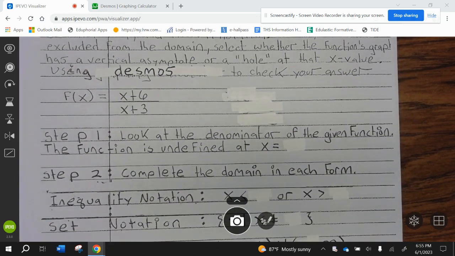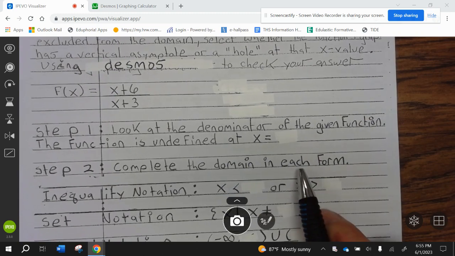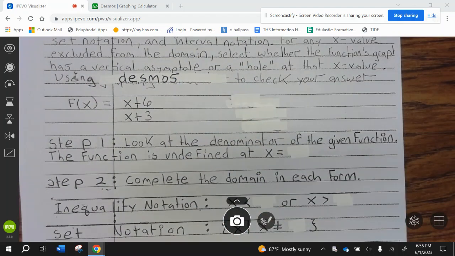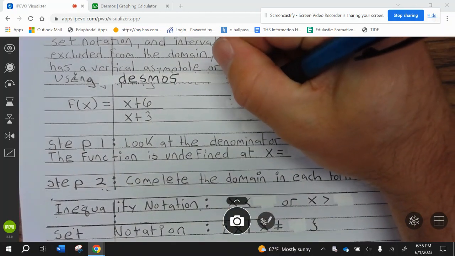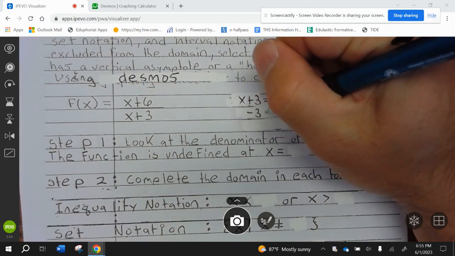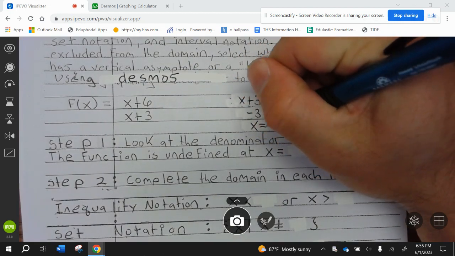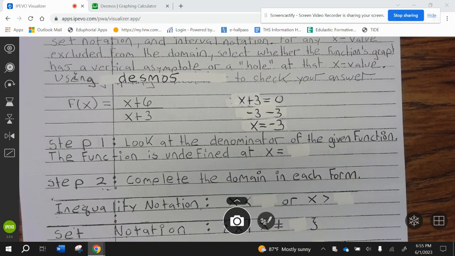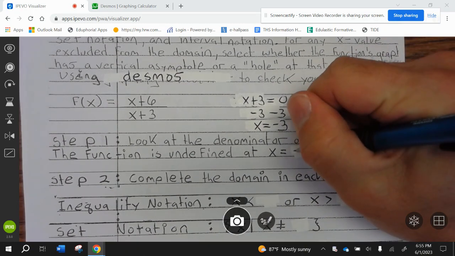All right, so look at the denominator of the given function. The function is undefined at x equals... To find that, we set the denominator equal to 0. So x plus 3 equals 0. Subtract 3 from both sides, x equals negative 3. So the function is undefined at negative 3.